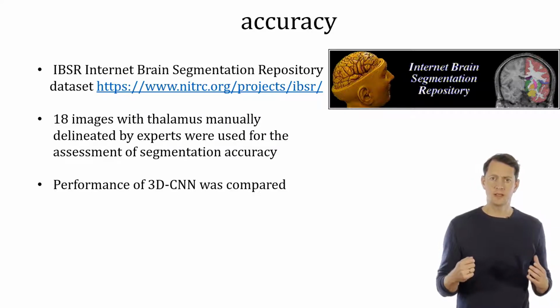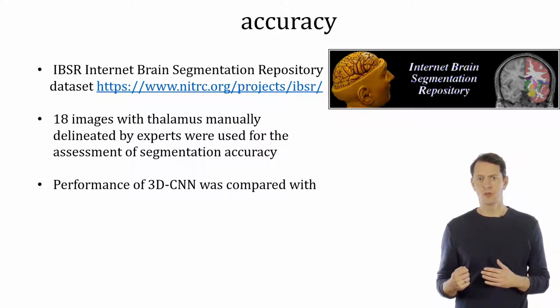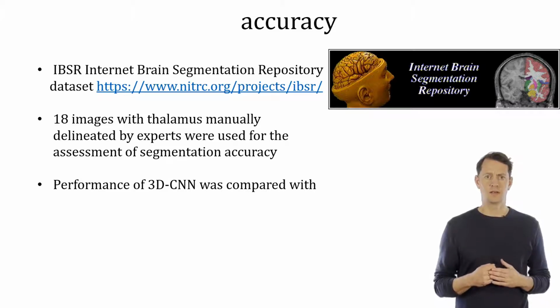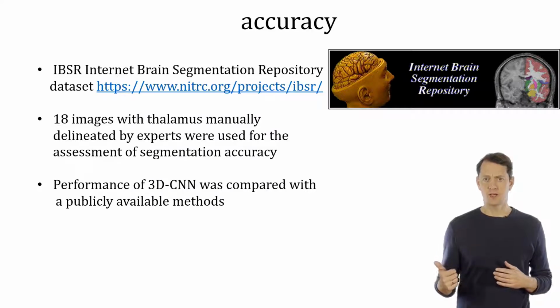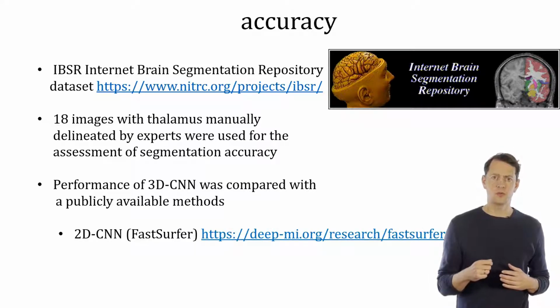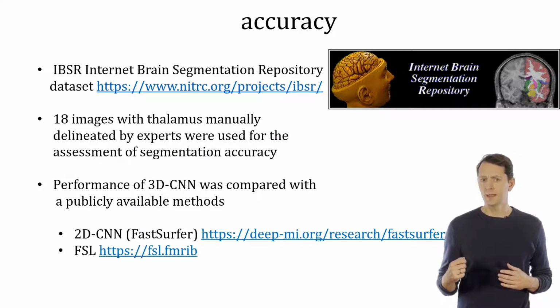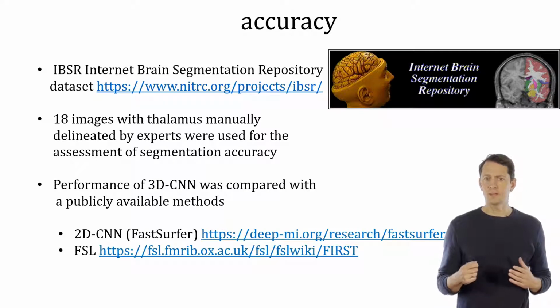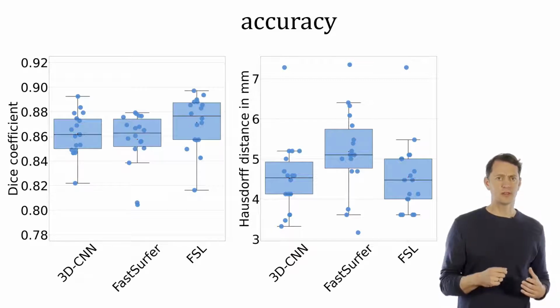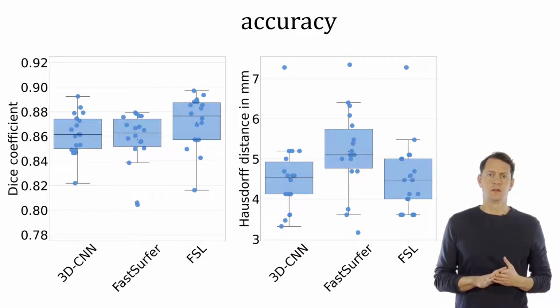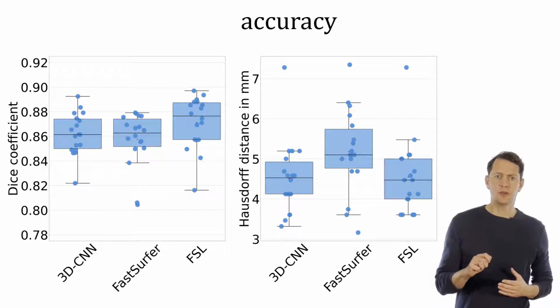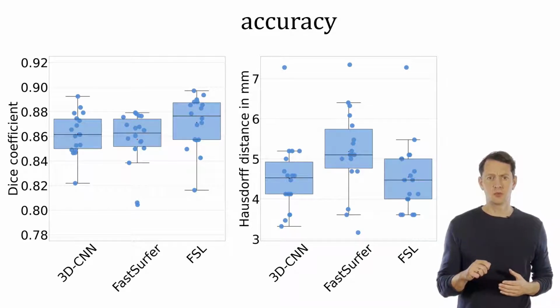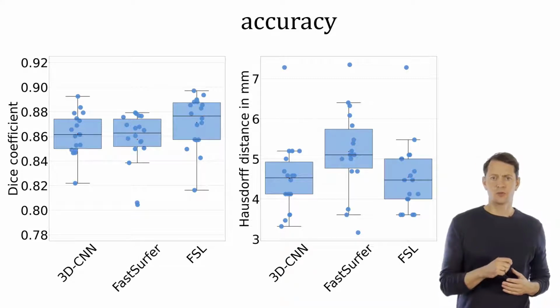And then we compared the thalamus segmentations from the experts to 3 automatic pipelines. In addition to our pipeline, the 3D CNN pipeline, we tested FastSurfer, which is a pipeline also based on CNNs, and the classical FSL pipeline. As explained, the FSL pipeline was used to generate the ground truth for the training. Now the similarity between the three automatic segmentations and the manual ground truth segmentations by the experts was measured by the dice similarity coefficient and the Hausdorff distance.